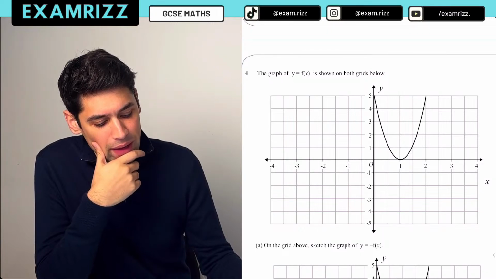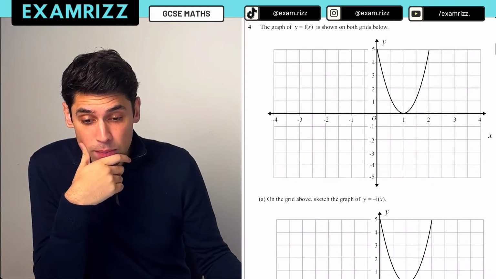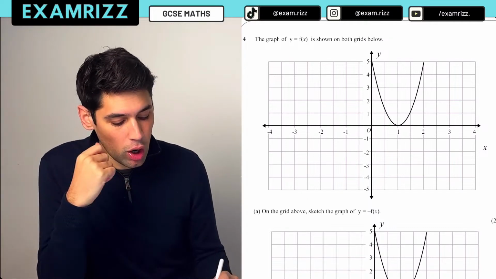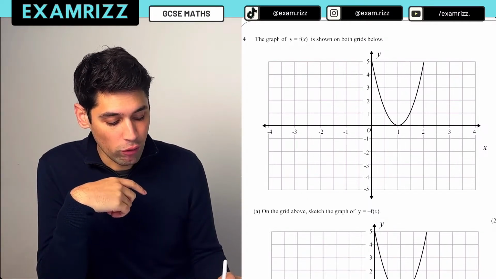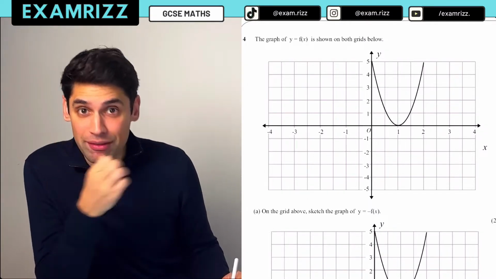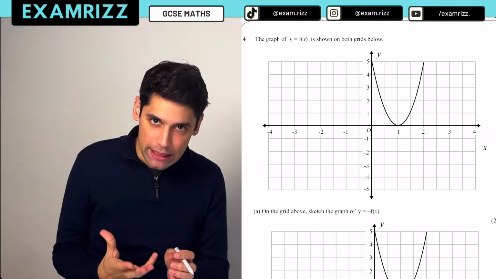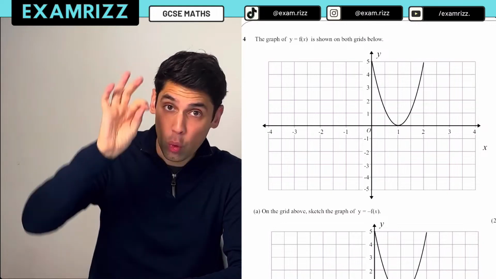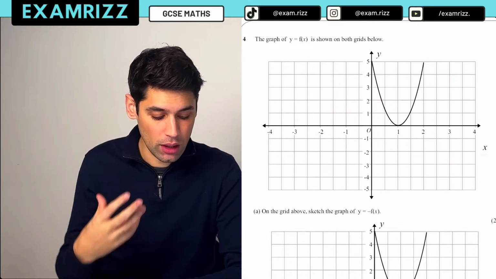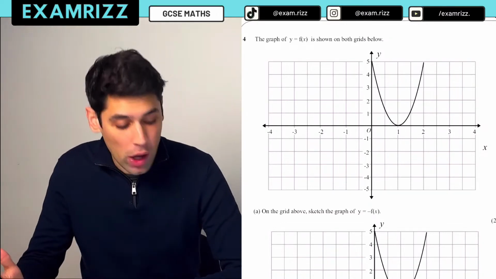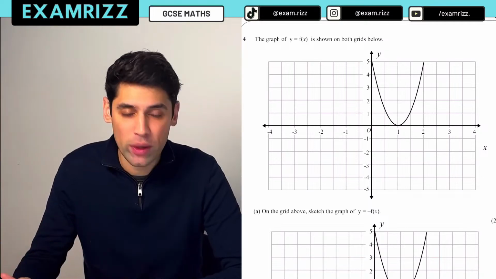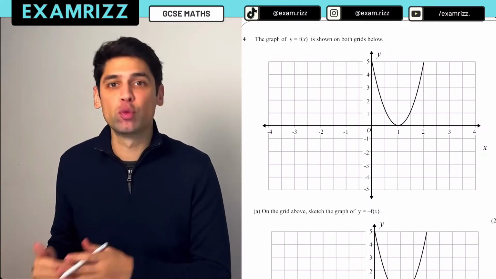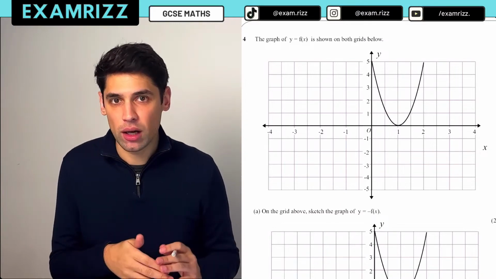The graph of y equals f of x is shown on both grids below. So this is just the standard graph they're giving us, y equals f of x, the original one. On the grid above, sketch the graph of y equals -f(x). My advice here, as we've been doing in the previous questions, is we had a coordinate that we transformed. You can do the same here. If you want to pick 1 or 2 or maybe 3 points on this curve, transform them individually, then that might be a really good way of sketching this curve.